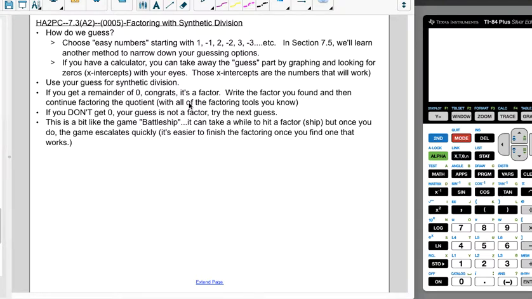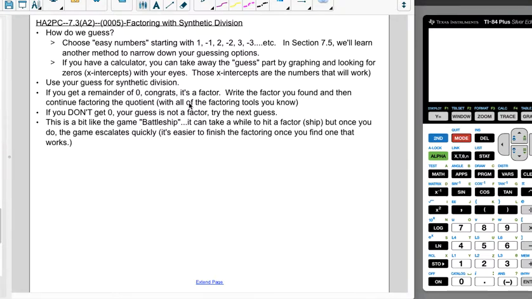Once you do that synthetic division, when your remainder is 0, congrats, you found a factor. Write that factor down, and then continue factoring the quotient that you have from your synthetic division using all of the factoring tools you have available, right? The same normal tools we have: GCF, binomial, quadratic trinomial, grouping, all the way down to synthetic division again.